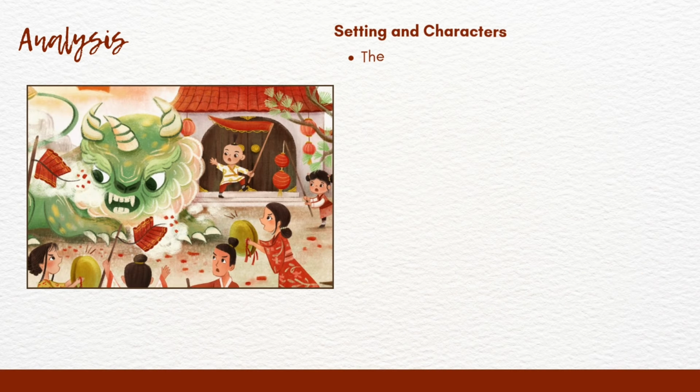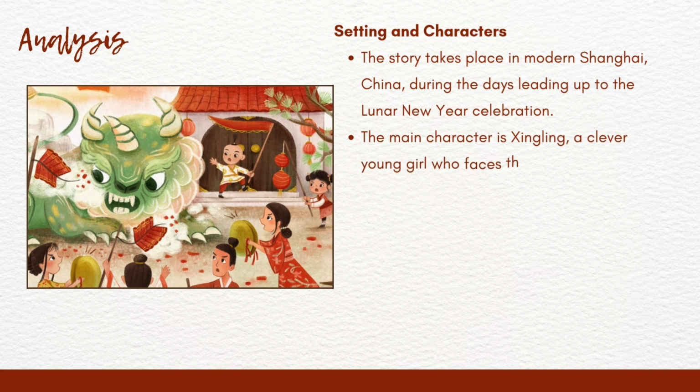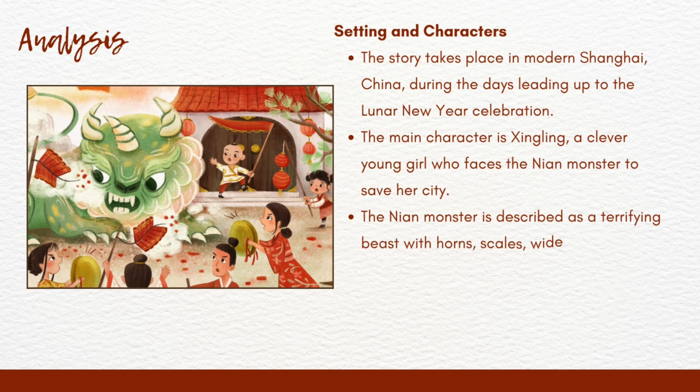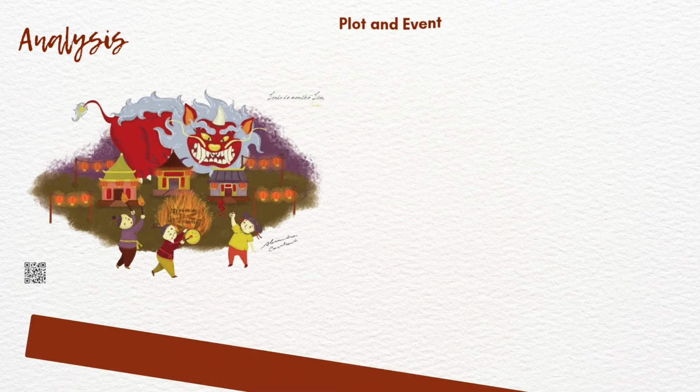So now let's start to discuss the story. For the setting and characters, the story takes place in modern Shanghai, China, during the days leading up to the Lunar New Year celebration. The main character is Xingling, a clever young girl who faces the Neon Monster to save her city. The Neon Monster is described as a terrifying beast with horned scales, wide jaws, sharp teeth, and terrible hunger. Its intimidating appearance and strength make it especially scary.